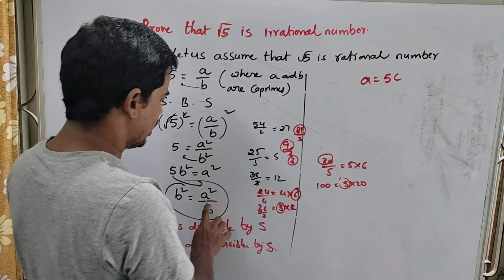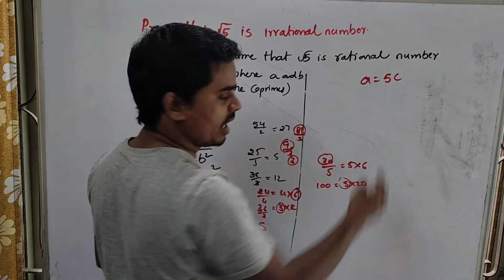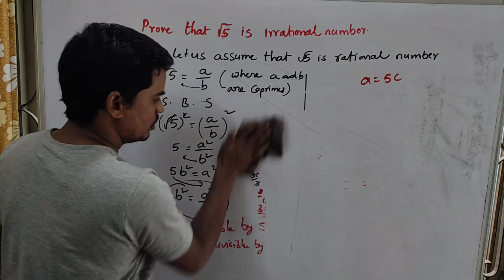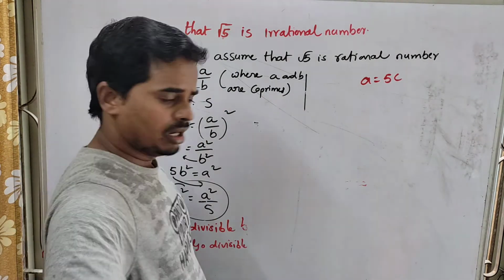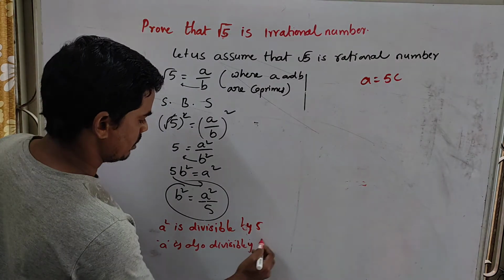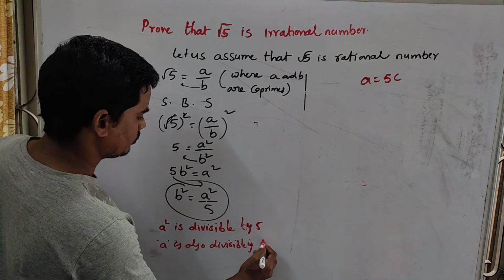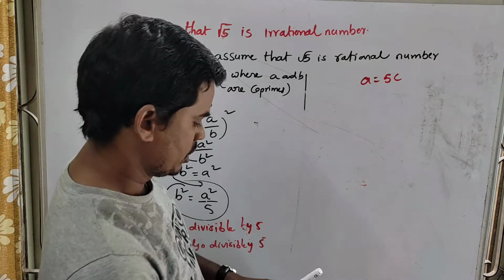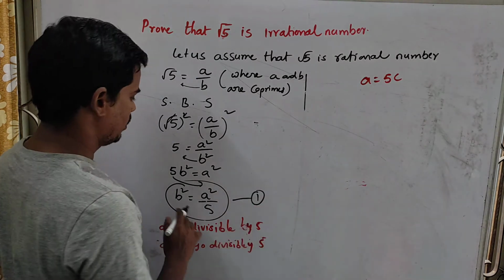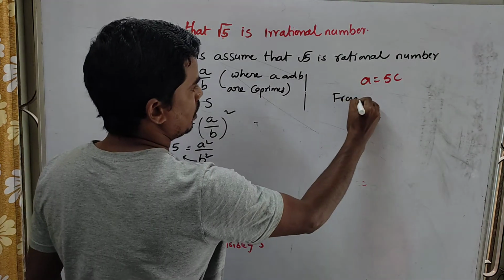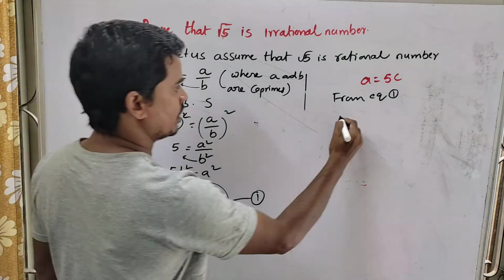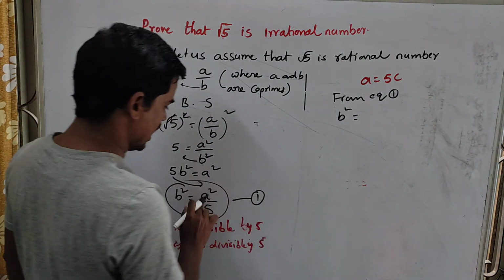So like that, if a square is divisible by 5, then we can write a is equal to 5c. Okay, right. See, students, a is divisible by 5. Substitute this 5c value in equation 1. b square is equal to, from equation 1, substitute here, b square is equal to a square by 5.